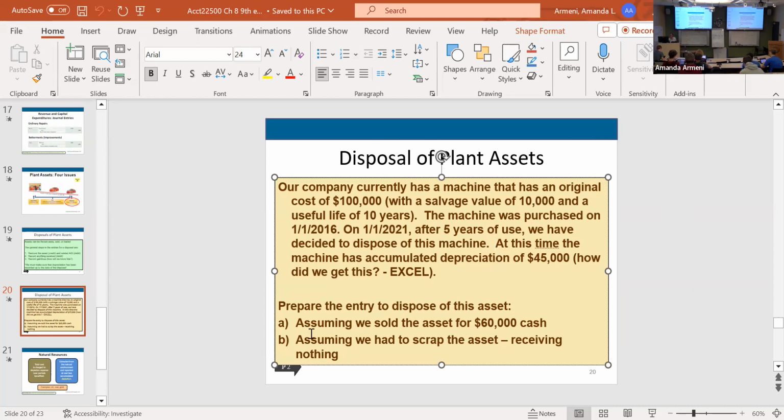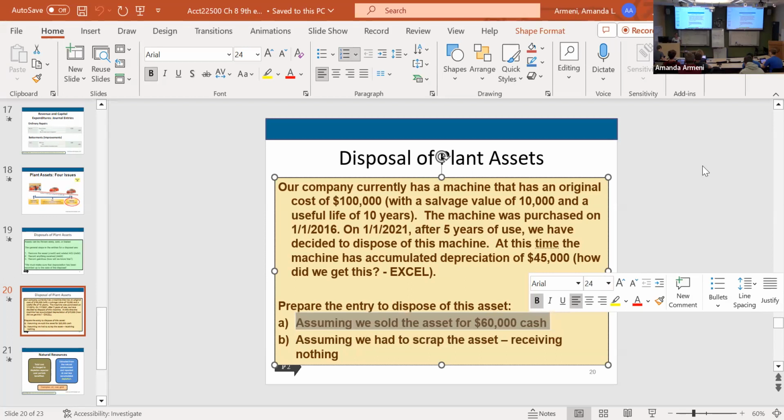Our first scenario is, let's assume we dispose of that asset and we actually get $60,000 cash for it. We sell it to somebody for $60,000 cash. That's our first scenario. Then our second scenario is going to be, let's assume the thing is kaput and we got nothing for it, zero, and how that's going to affect our accounting records. Okay, so let's go through scenario number one first.